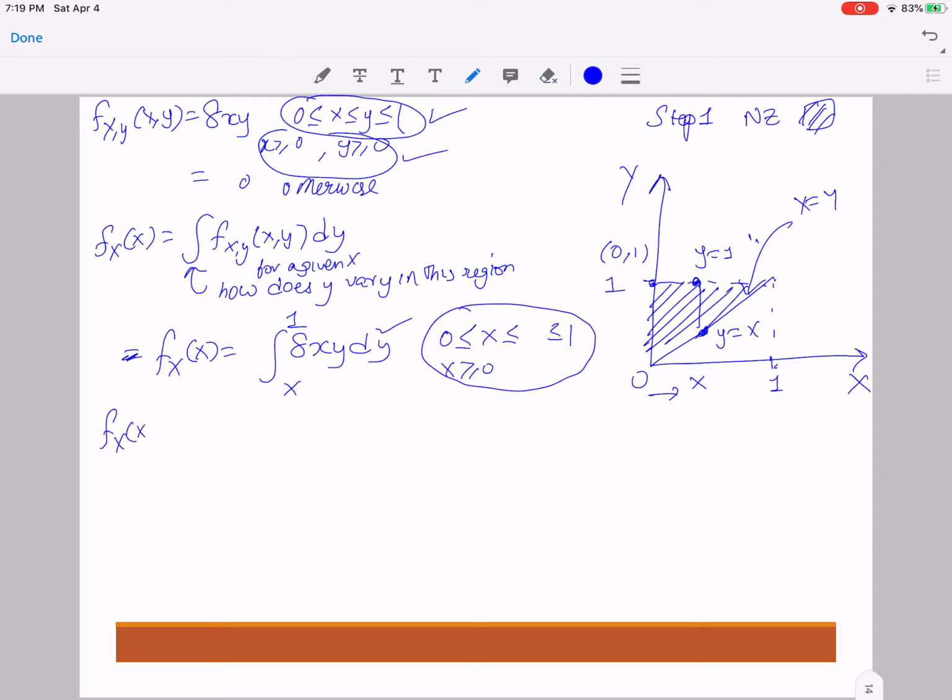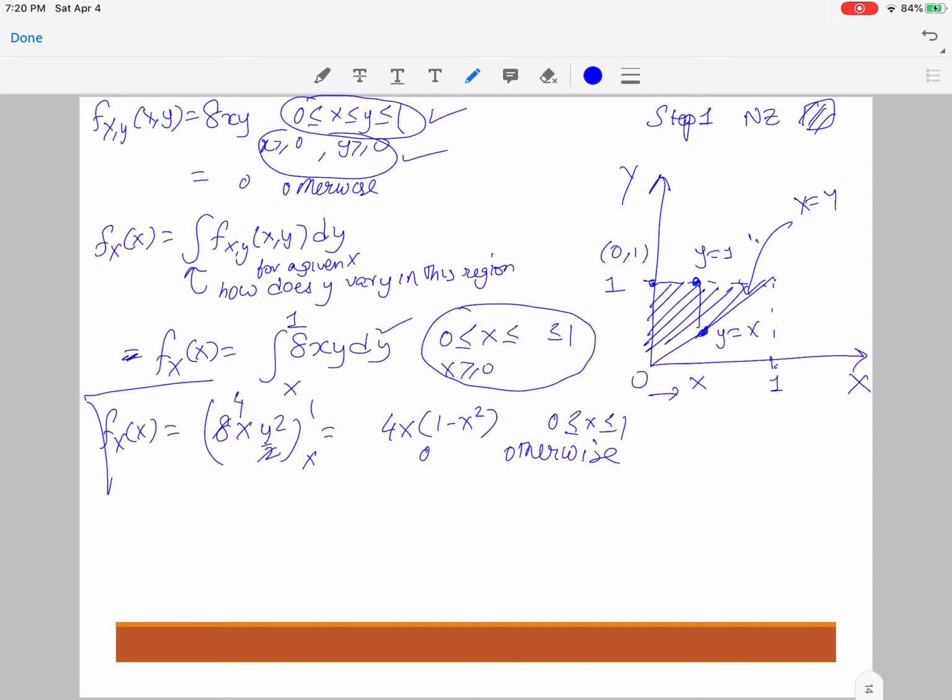So f of x is 8x times y squared over 2, and the limits are from x to 1. 2 and 8 simplify to 4x, and I get 1 minus x squared. So f of x is 4x times (1 minus x squared) for x between 0 to 1, and 0 otherwise. So that is the marginal PDF of x.